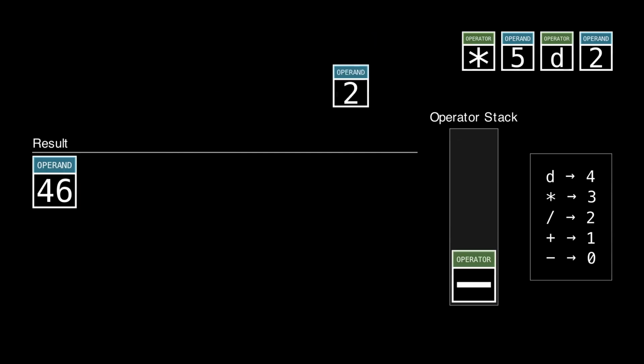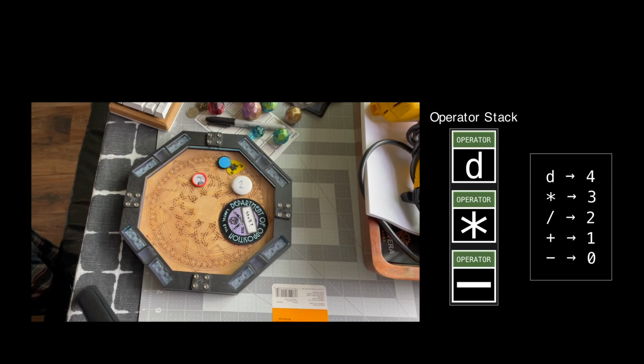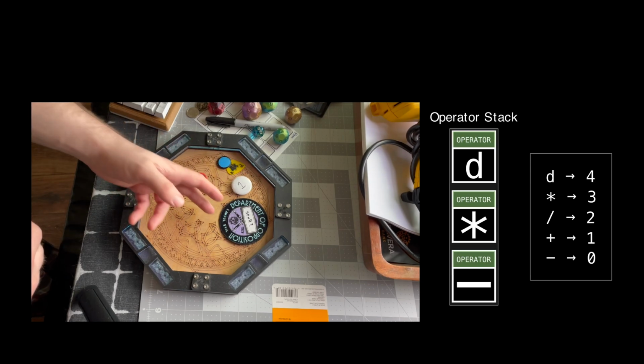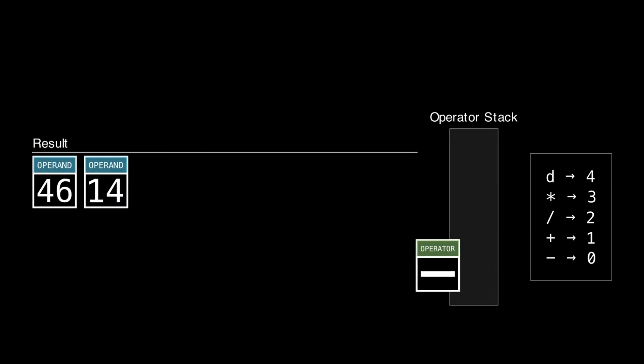And this pattern repeats. That's all there is to it. Once we're done reading from the formula array, we can pop any remaining operators off of the operator stack, calculating these operations as we go. 1, 3... I have no idea how to count this. Let's just call it 7. Leaving us with the final result. Huzzah! And that's all there is to it.